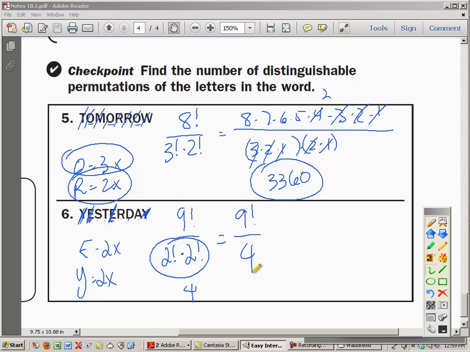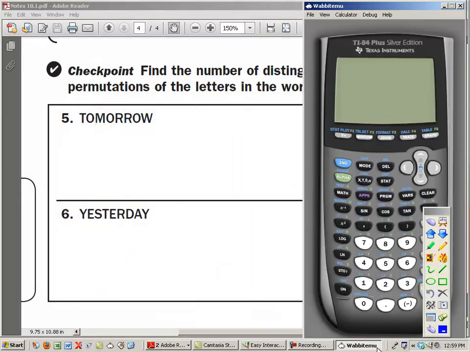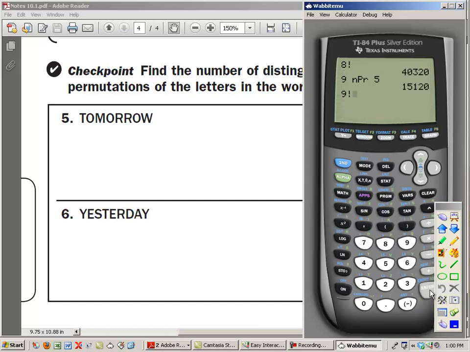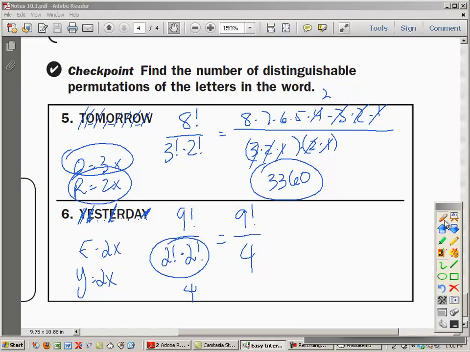And maybe an easier way to do that is to slide over to my graphing calculator and do 9 factorial. I got to move that, sorry. 9 factorial divided by 4, and I get roughly 90,720 possible combinations.